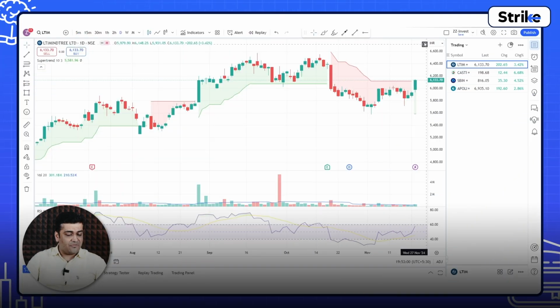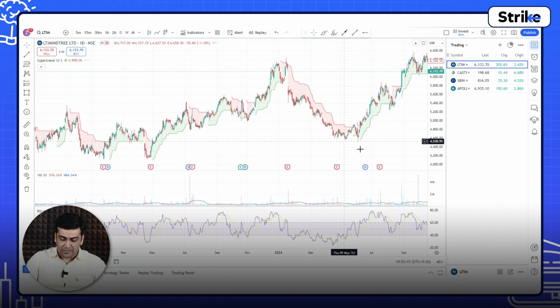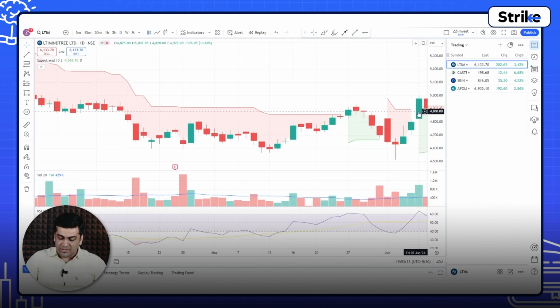On the chart we have LTIM, which has recently given a buy signal, but let's ignore the recent buy signal as of now because RSI is also not above 60. But in the past, let's take this particular signal out here. So on this particular day, that is 7th of June, Supertrend indicator gave a buy signal, and as soon as it gave a buy signal with this big green color candle, RSI also jumped over 60. Now, this is a pure buy signal. So let's assume we buy these shares at around 4980 levels.